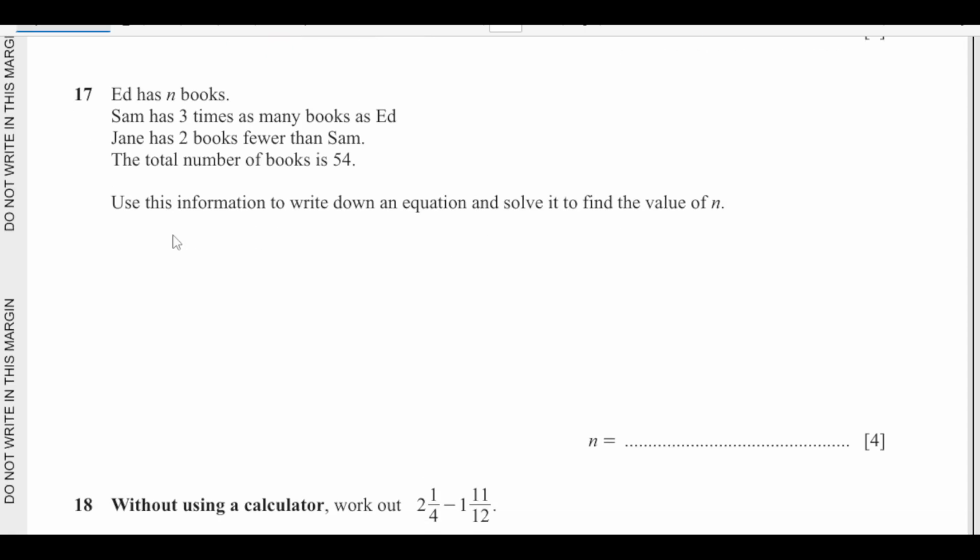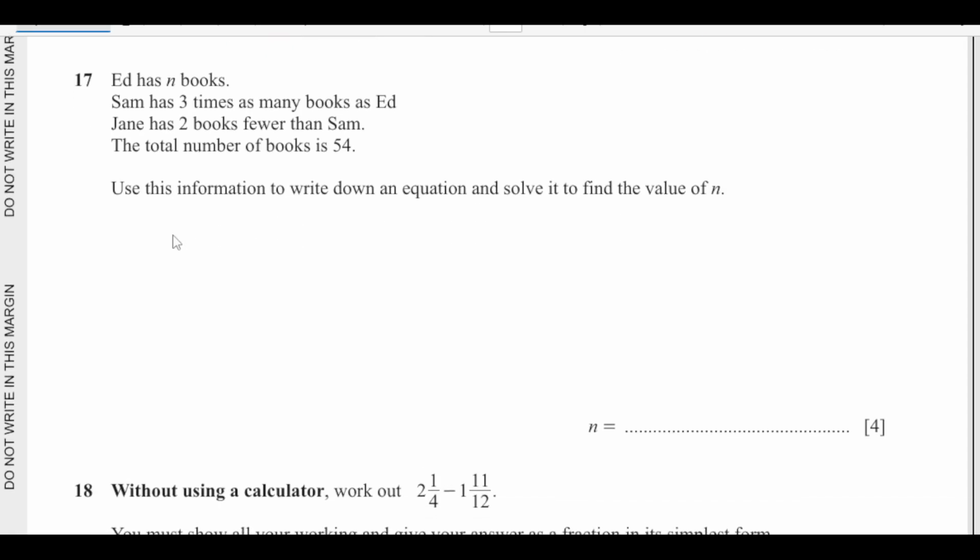Now number 17, Id has n books. Sam has 3 times as many books as Id. Jane has 2 fewer than Sam. So there are 3 people here, Id, Sam and Jane. Sam has 3 times than him, so Sam has 3n, and minus 2, because he said 2 books fewer than Sam. So 3n minus 2 will be the number of books that Jane has.